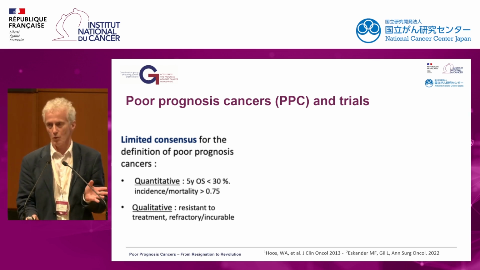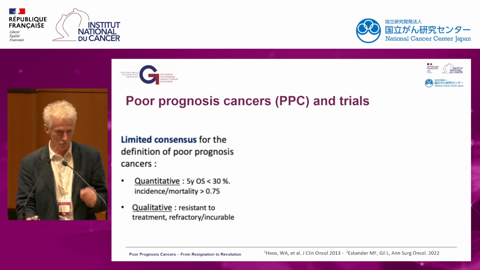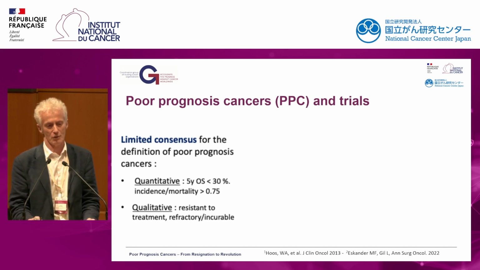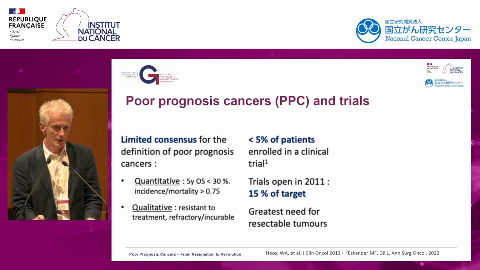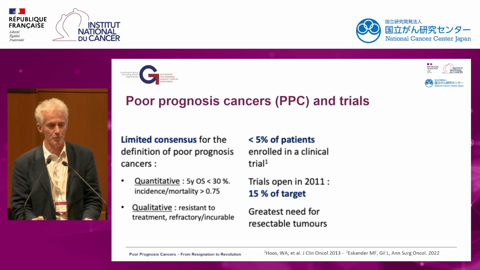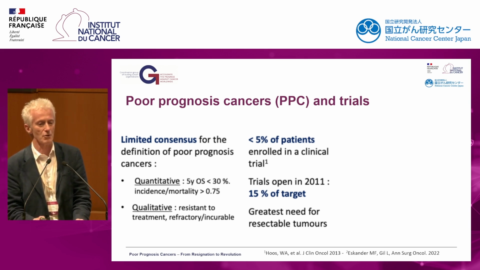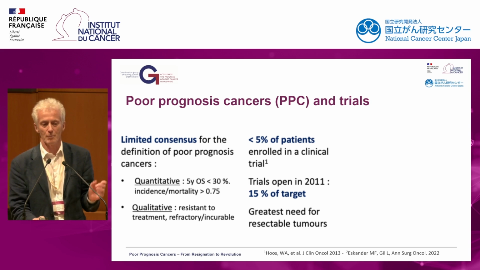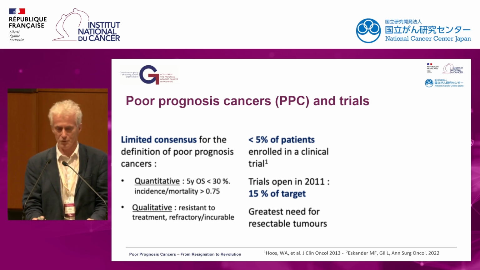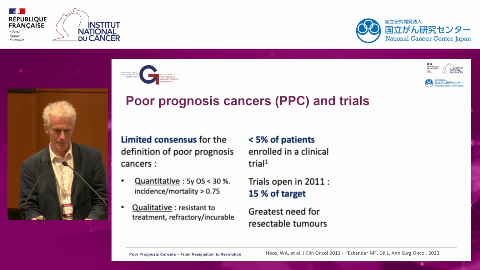We will say quantitative: 5 years overall survival less than 30%, and incidence superior to mortality, almost like mortality. Also qualitative: you have resistant treatment, refractory, incurable disease. Okay for that. But the problem is only 5% of patients are enrolled in clinical trials. And for example, of trials opened in 2011, only 15% reach their target.